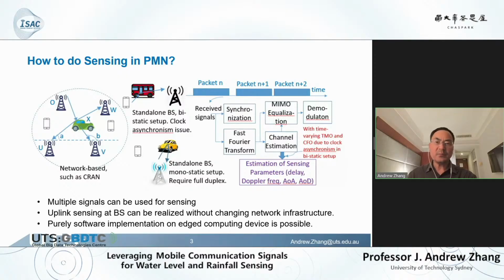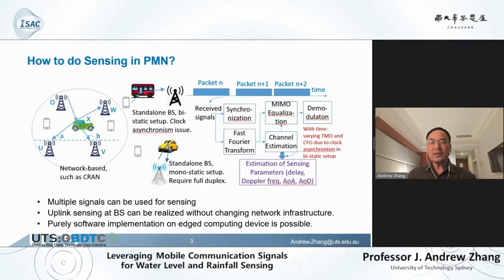Another one is still standalone base station, but in a bistatic setup, which means the sensing signal is from the user terminals in the mobile network. These user terminals are mobile phones, etc. And the third type is called network sensing, where multiple transmitters and or multiple receivers are involved.